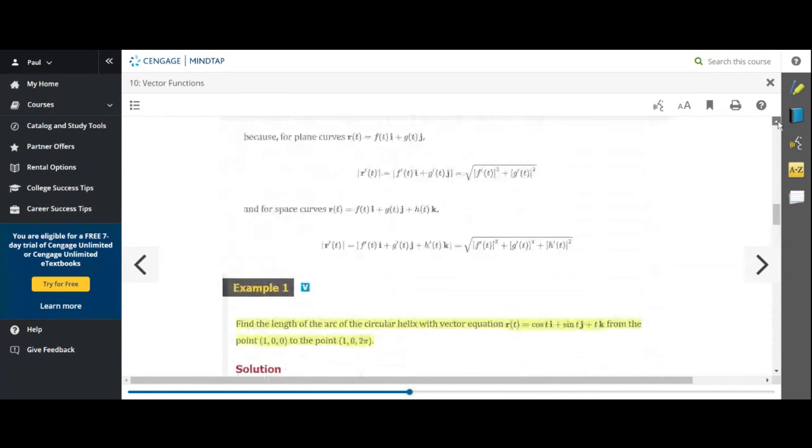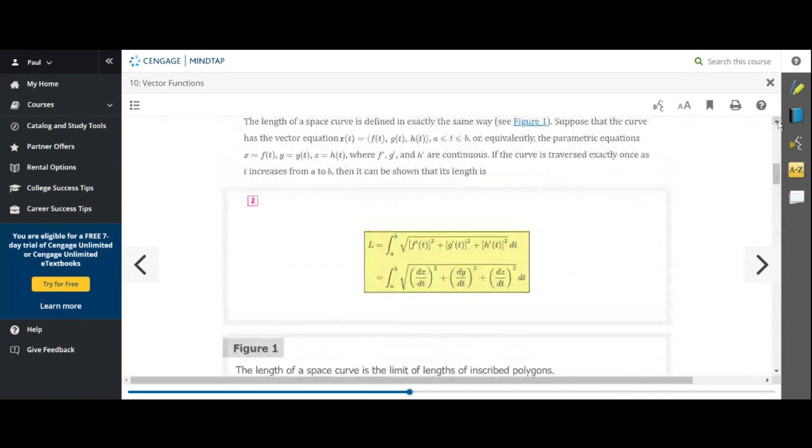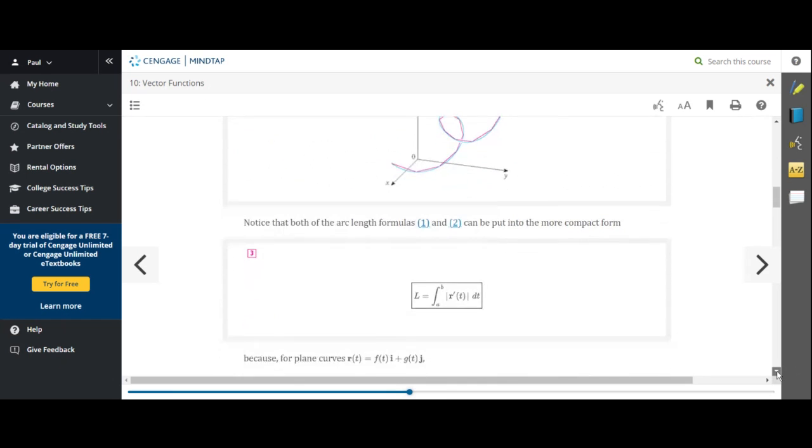A space curve is an arc in space, and you can find the length of that arc using this formula. Sometimes you can find the exact value of the arc length. Other times you have to use MATLAB to do an integration. And we talked about that in the last class.